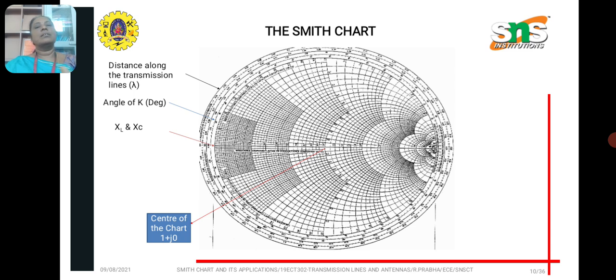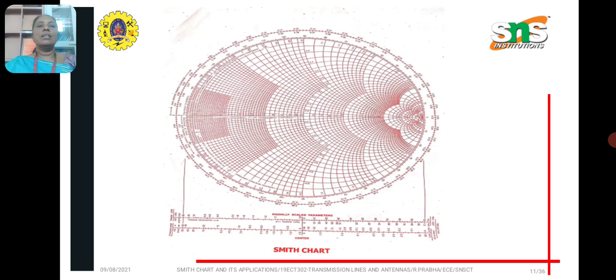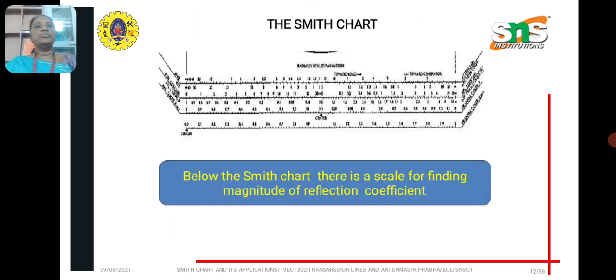So above the real axis, that is the upper half of the circles, gives the reactance value, inductive reactance, and it is denoted by plus jXL, and the lower half of the circles are capacitive reactances, and it is given by minus jXC. The center of the Smith chart is always 1 plus j0, that is no imaginary part. The real value is 1, and this is the Smith chart. Below the Smith chart we have a scale for finding the magnitude of the reflection coefficient.